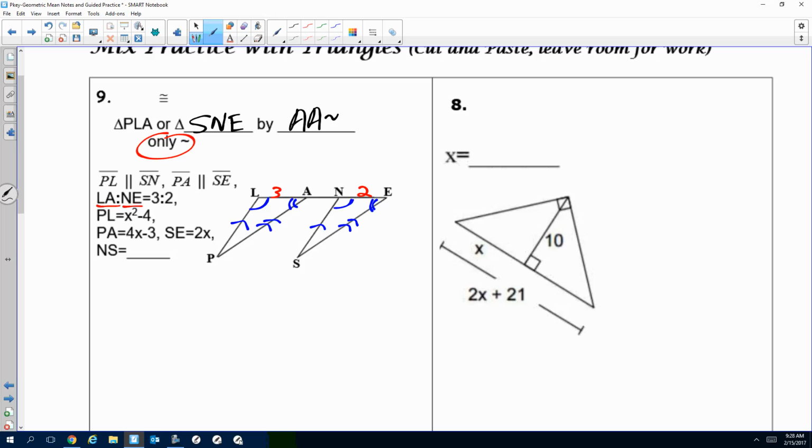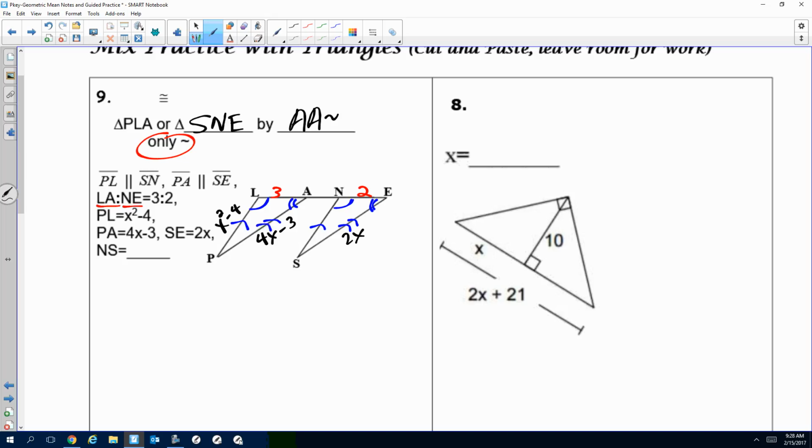All right, now they want us to find NS. Well, let's label the rest that they have. We have PL is x squared minus 4. PA is 4x minus 3. And SE is 2x. Okay? So, because they're similar, they're proportional. So we're going to have to write a proportion to solve this.